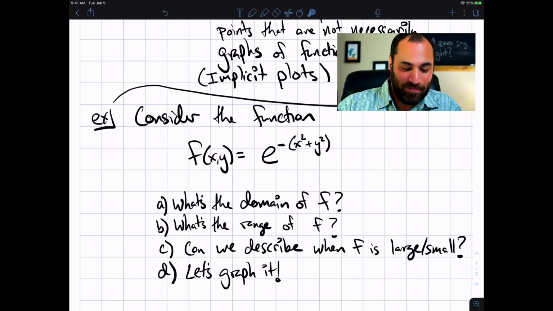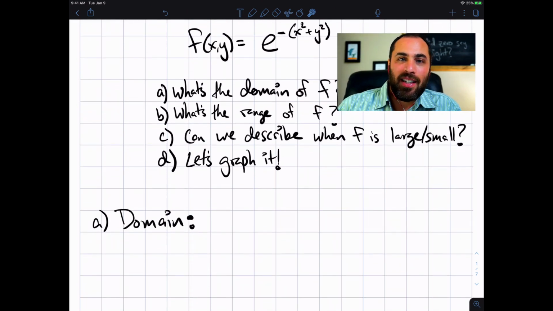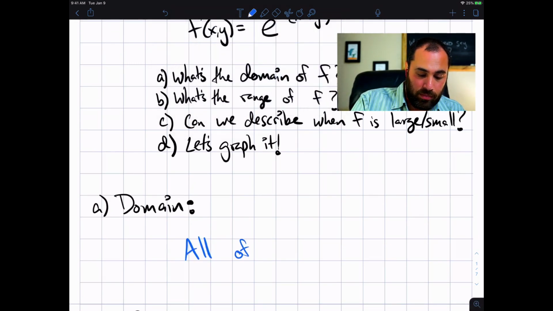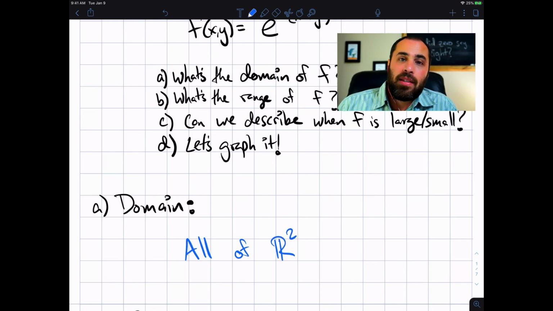All right, welcome back. So let's think about this. The domain of e to the minus quantity x squared plus y squared, well, there are no domain issues here. There's no problem plugging anything into the exponent, any real number. So really any x and y values in combination would work here. That is to say, if our inputs live in R2 in the xy plane, the domain is that whole plane.